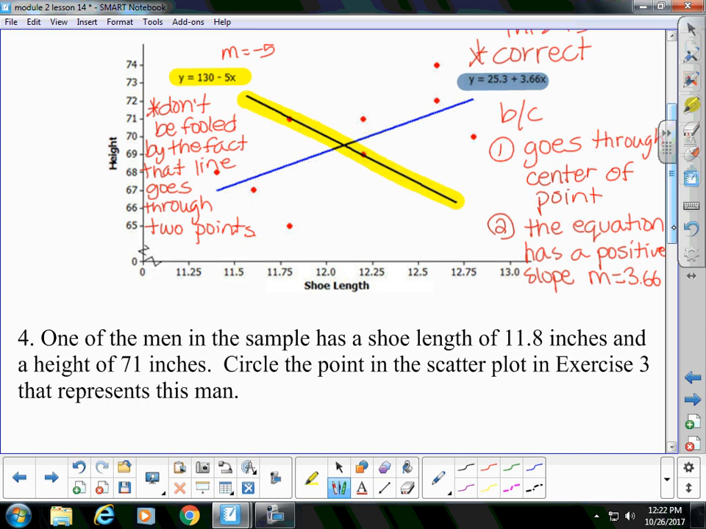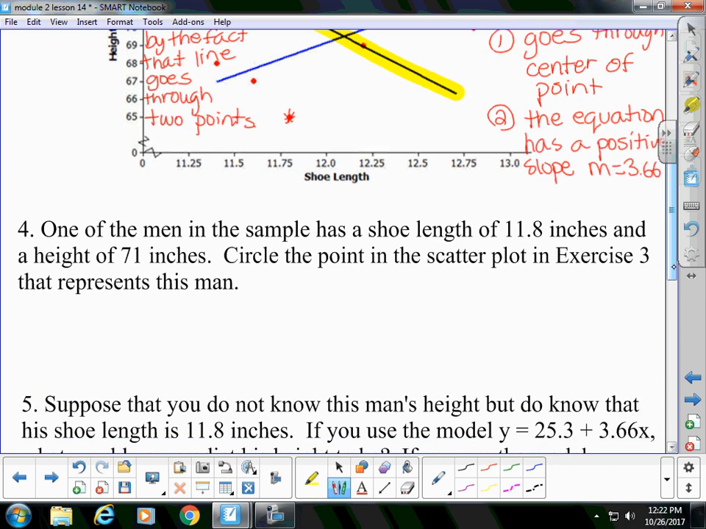Let me turn them into stars. There's this point right here and this point right here. Out of those 2 points, which one would be the 71 inches? It would be the top point. So they said circle it. So circle that point in the scatter plot in exercise 3 to represent that man. Okay, so I just did that. Okay, so done.